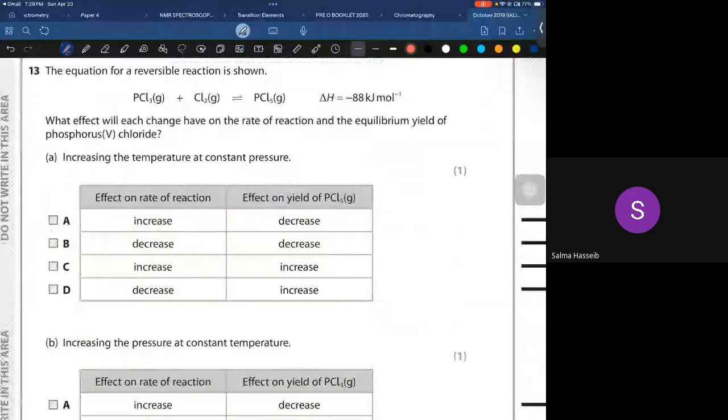The equation for a reversible reaction is shown. What effect will each change have on the rate of reaction and the equilibrium yield of phosphorus pentachloride, that is PCl5, increasing the temperature at constant pressure? Since this is an exothermic reaction, if you are going to increase the temperature of an exothermic reaction, the reaction will move backward. Okay, so A.